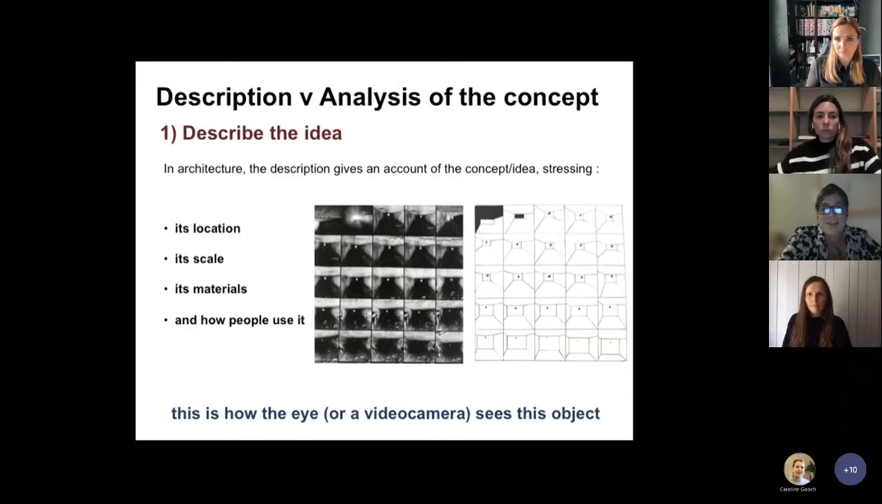Is it just the site, or is it in many other places within the same area, for example? So you're basically describing what exactly you see, what anyone would see. You probably wouldn't have to be a student of architecture to be able to describe an object. This is an example, a couple of images on the side, where a first year student observed someone's reflective material jacket becoming the light at the end of this dark tunnel, and just used photographs and a drawing to describe this. So in architecture, the description gives an account of the concept or idea.